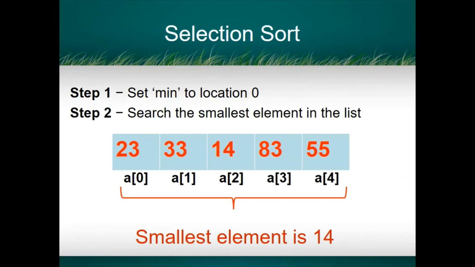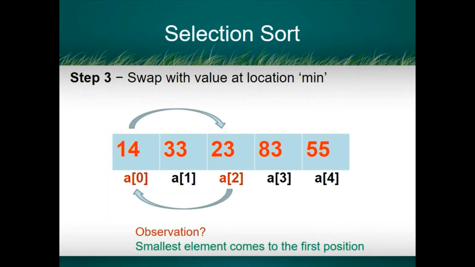Now min is equal to 0. Then search for the smallest element in the list. Here in the list the smallest element is 14. Now 14 is replaced with 23. 23 is in the 0th position. Now 14 is replaced with 23. These two values are exchanged.